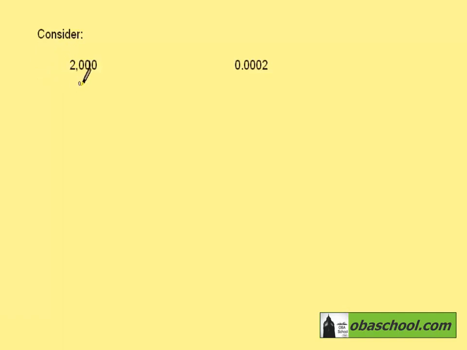Consider the number 2000. 2000 could be written as 2 multiplied by 1000. Using our knowledge of indices and seeing that there are 3 zeros here, this is 2 times 10 to the power 3. This is a number in standard form.